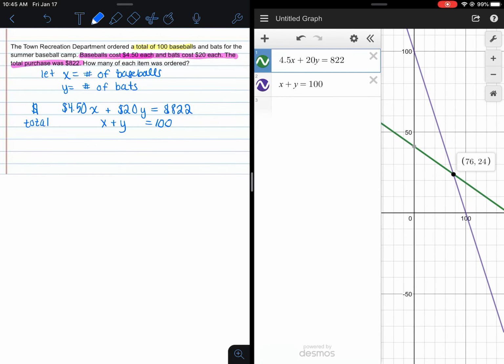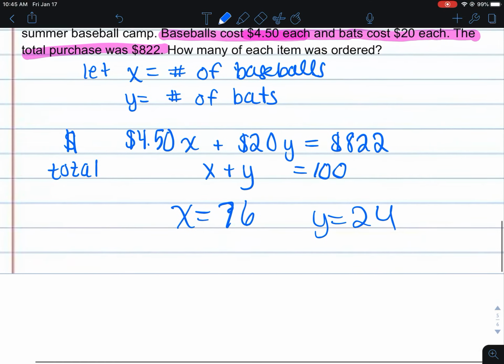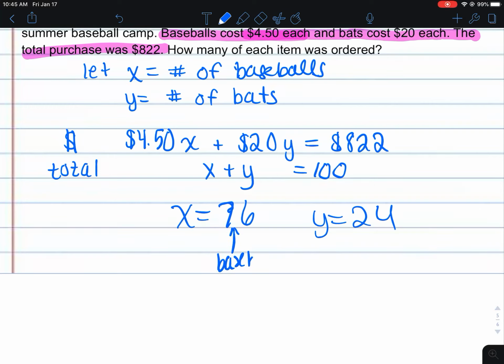There it is. It looks like 76 is your x, and the y is equal to 24. So what that means is that they bought 76 baseballs and 24 bats. On your classwork and homework for tonight, you may use Desmos when you're solving these to help you get the solutions, but please focus on making sure you can set up the equations correctly.